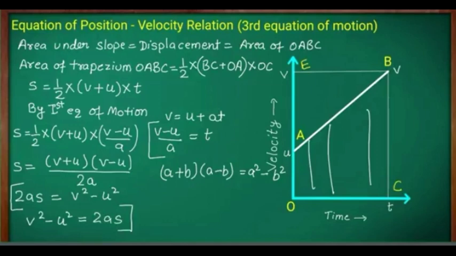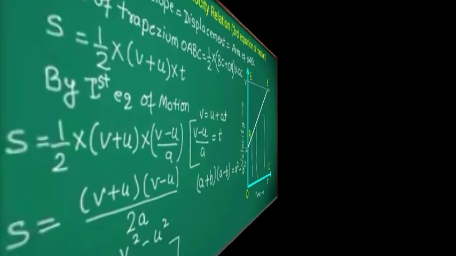After cross multiplication, we will get V square minus U square equals 2aS. In this way, we can derive the position velocity relation. All of you practice these derivations. Now we will see the in-text questions of page number 109 and 110.